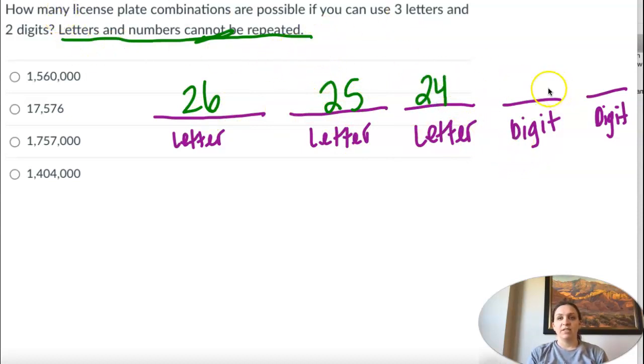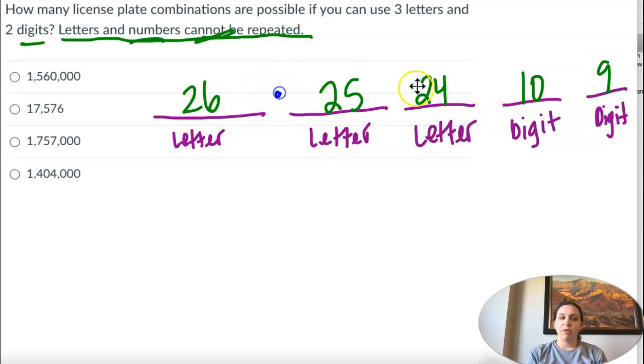Okay, now digits. Digits are numbers. So how many options are there there? 1, 2, 3, 4, 5, 6, 7, 8, 9, 0. Okay, there's 10 options, but we can't repeat, so on our next one, there's only 9.